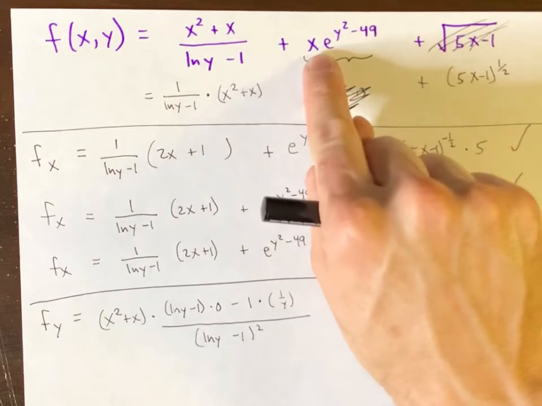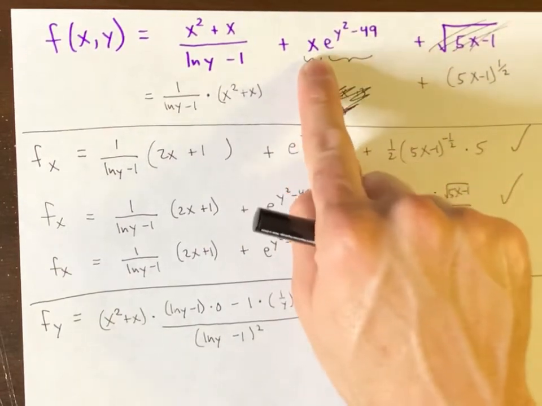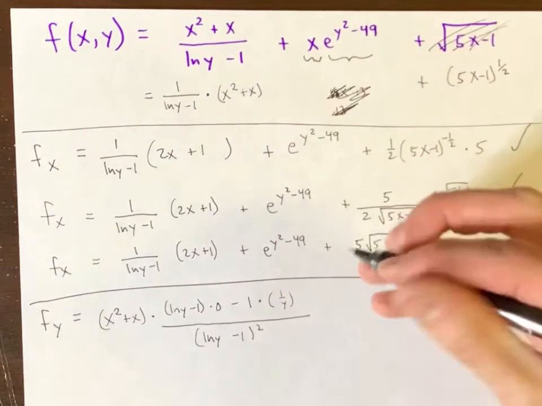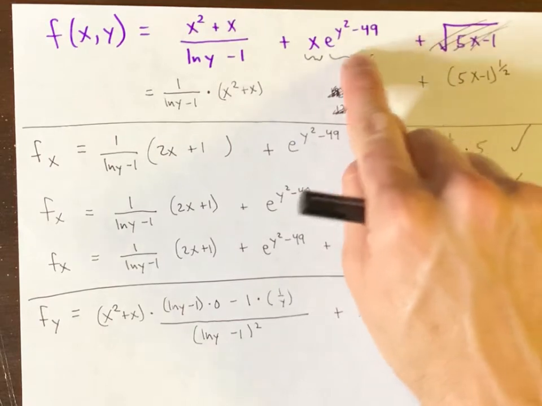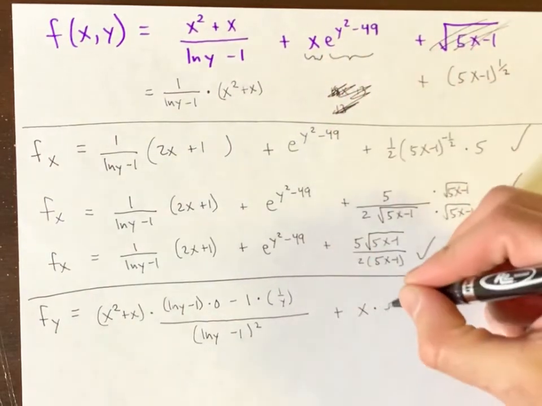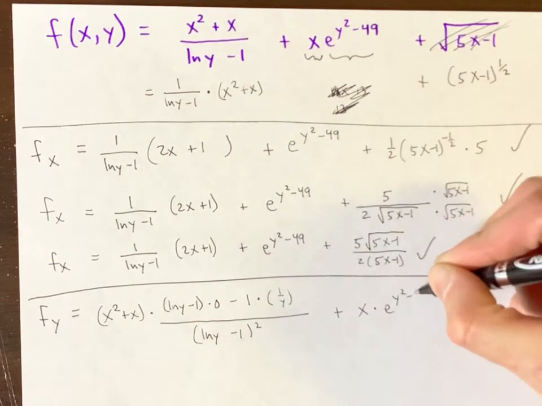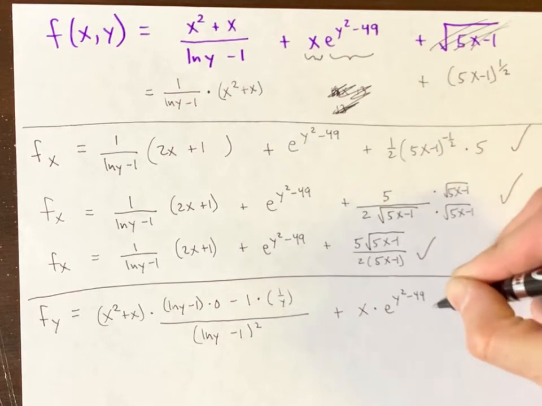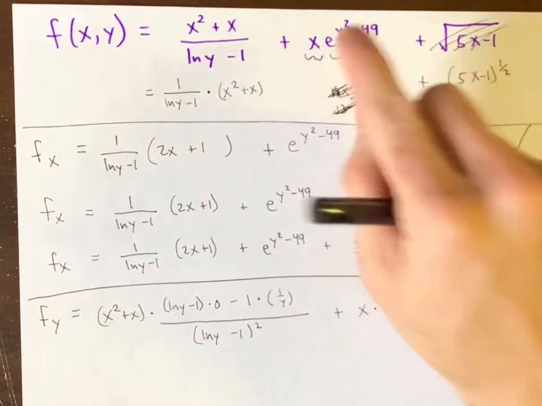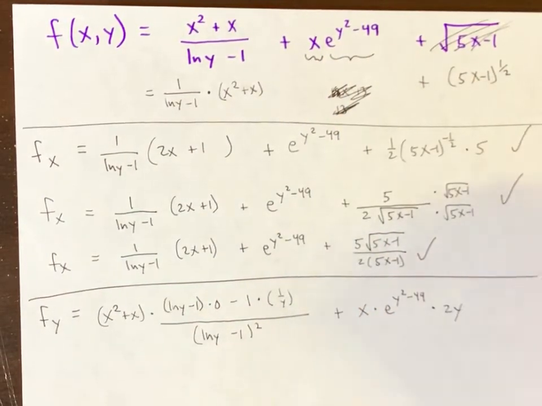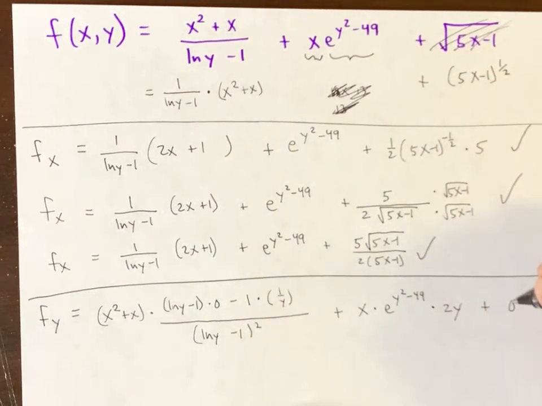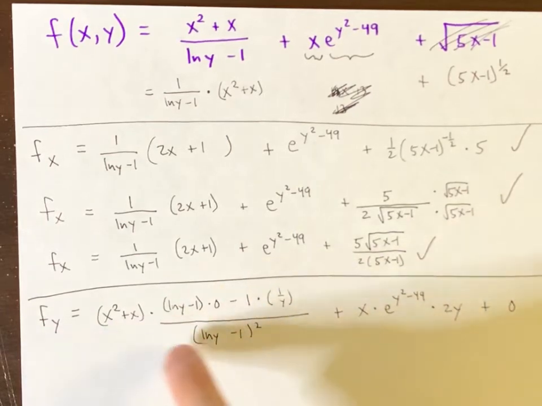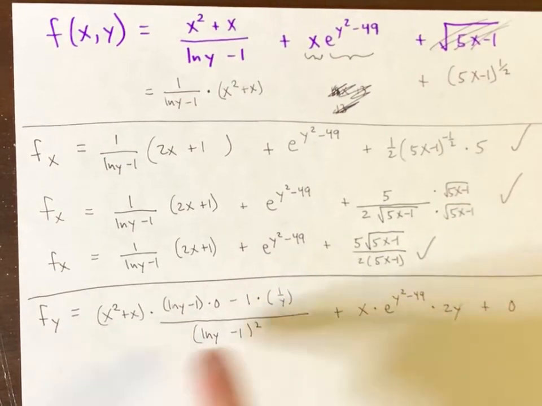Now let's move on there. Here again, this is not a product rule because x is just a constant. So because x is a constant, you just bring it along for the ride. Times. Now let's take the derivative of this. The derivative of e to the whatever is for sure itself times the derivative of the exponent, which is just 2y. Now the derivative of this is just 0 because we're under f sub y. So this is the partial derivative with respect to y.